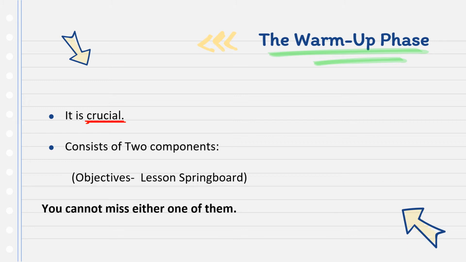So you cannot, under any circumstances, skim it or neglect it. If you are running short on time, then what you can do is keep it to a minimum. Let's say 2 to 4 minutes maximum if you want to. So if you're short on time, you can make the warm-up phase extremely short, but you have to make sure that you have both important sections in it, which are the objectives and what I like to call the lesson springboard. You have to include both in your 2 minutes or 3 minutes, and you'll find that it's not going to take more than that. But it's really important that you do not neglect either one of them.